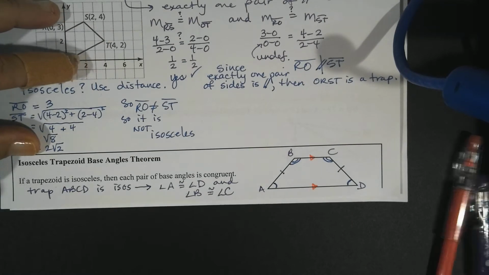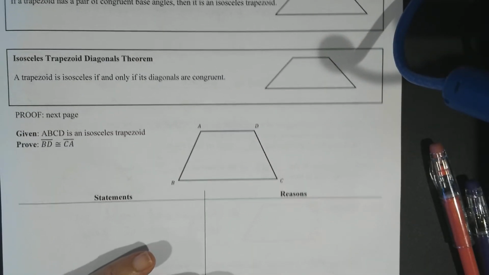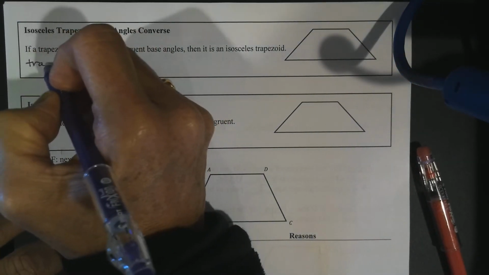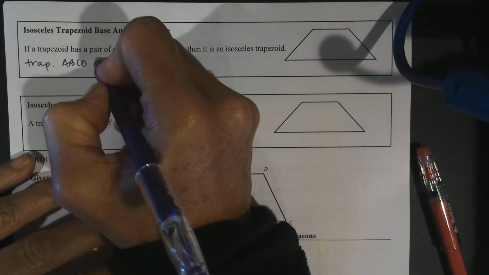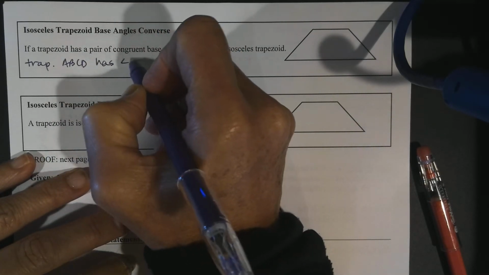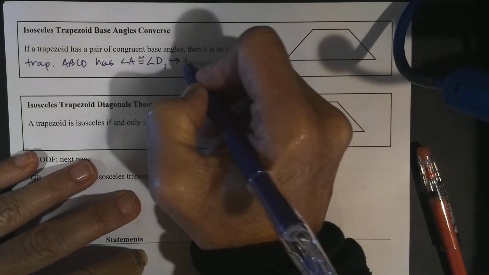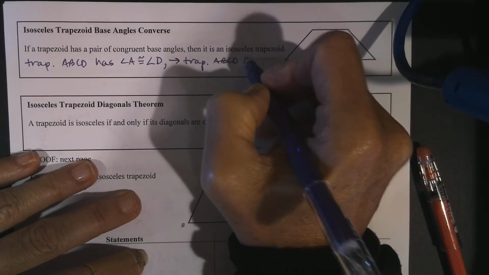Again, this is a theorem that we can use. And I'm going to go ahead and turn it over to the second page for a couple more theorems. We also have the converse of what we just wrote. Okay, so if trapezoid ABCD, which I will label in a second, has, these are base angles, angle A congruent to angle D, then trapezoid ABCD is isosceles.